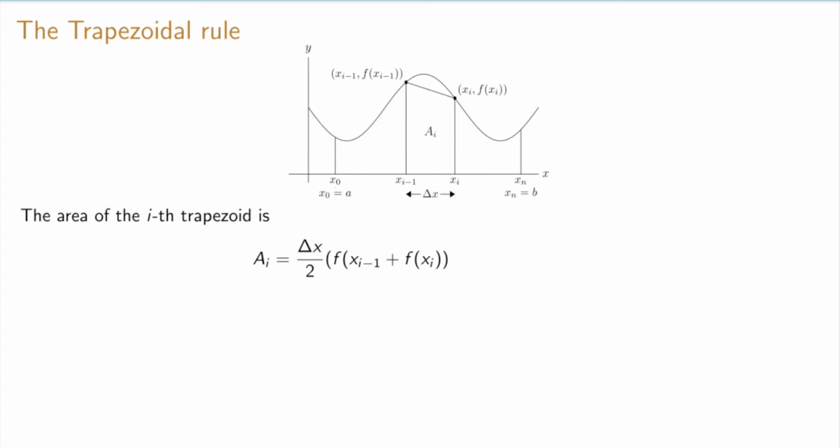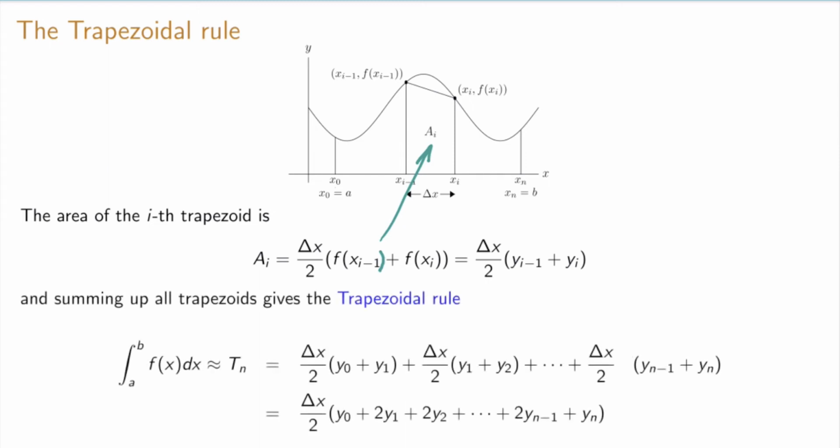Here we go. So the area of this i-th trapezoid right here is delta x, which is the width, divided by 2, and then we take the height, f of x_{i-1} plus f of x_i, and then take kind of the average height times delta x. If you want to write this in terms of y, here's the same formula in terms of y. And then for the integral, we sum up all these trapezoids.